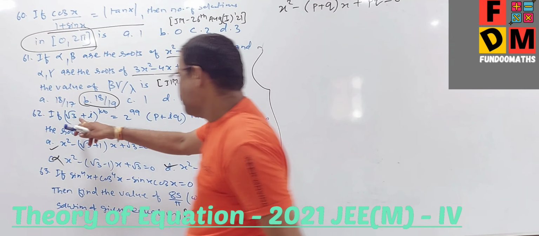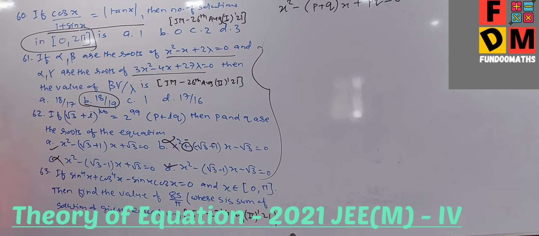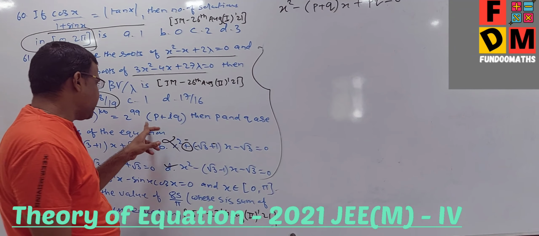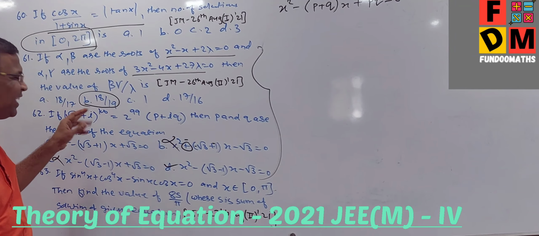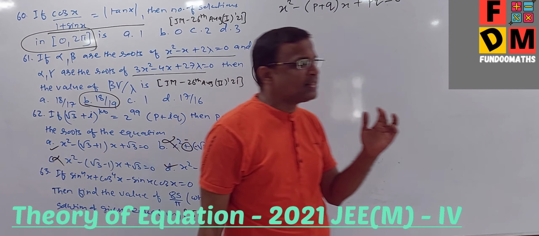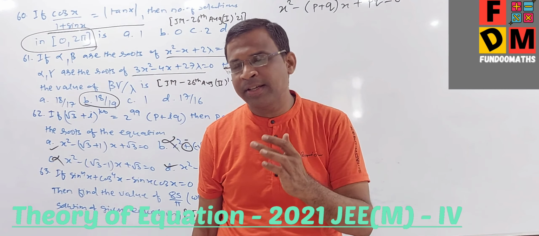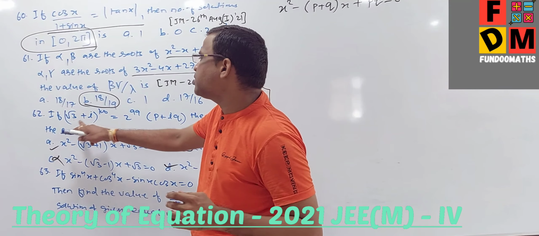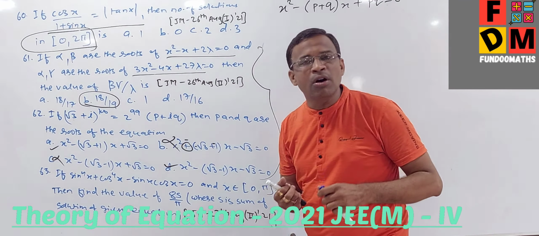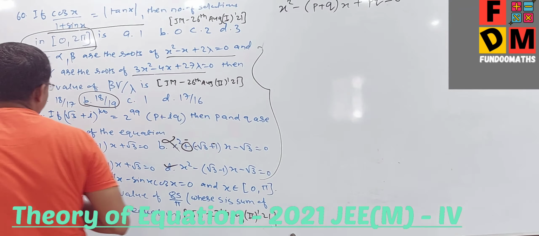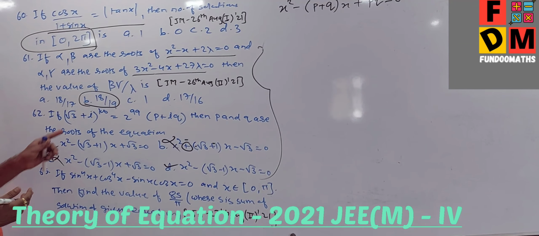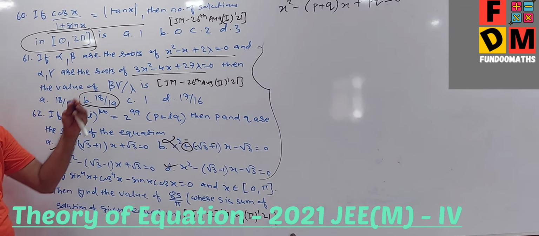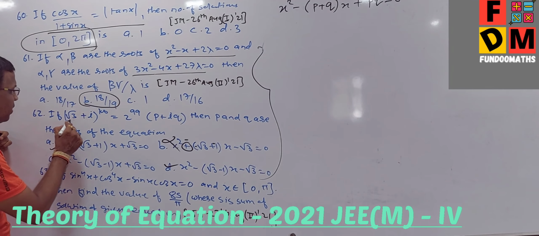Fine, let us start. So (root 3 plus i) to the power 100 over 2 to the power 99 is equal to p plus iq. So Euler's rule, if you remember, is cos x plus i sin x is equal to e to the power ix. So I require some cos and sin over here. In order to make cos and sin here, neither root 3 nor 1 are the major angle. So what I can do, I will divide it by 2.